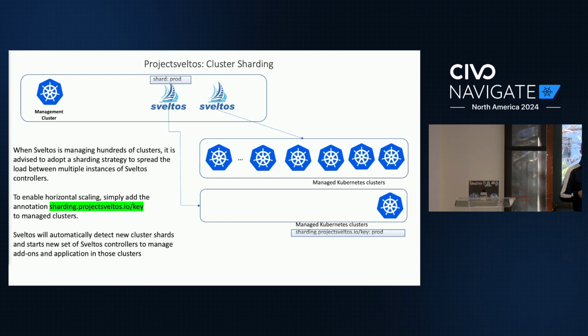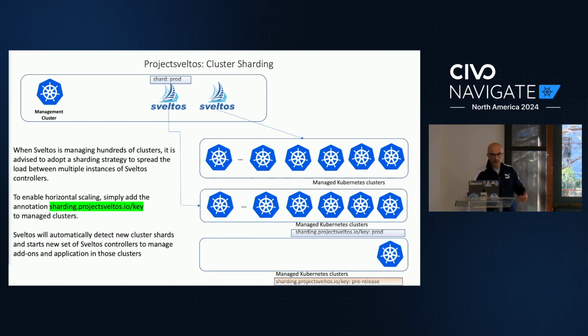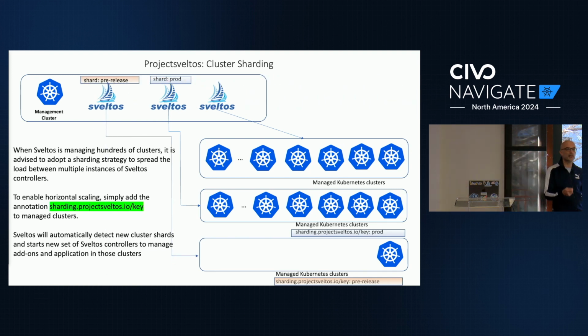which is going to take care of those new clusters using the new label. So the first Sveltos instance is going to take care of all the clusters that we already have, and the new Sveltos instance is going to take care of the clusters which have this annotation, shard production. If you keep creating clusters with this annotation, the second Sveltos instance will take care of them. If you want to scale up again, create another cluster with a new annotation, and Sveltos automatically detects that you want it to scale up again, and it creates a new instance.